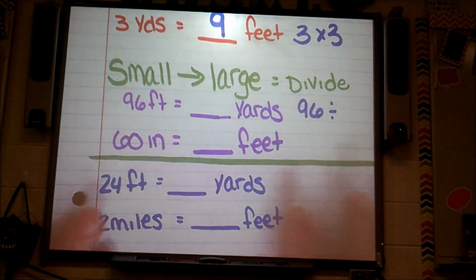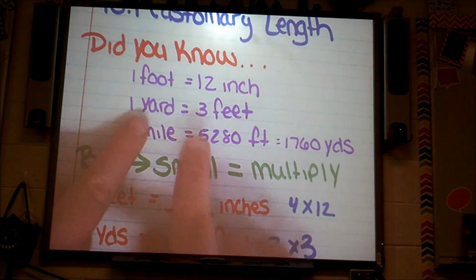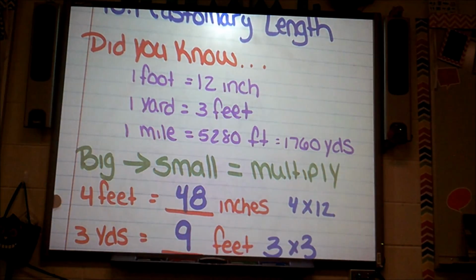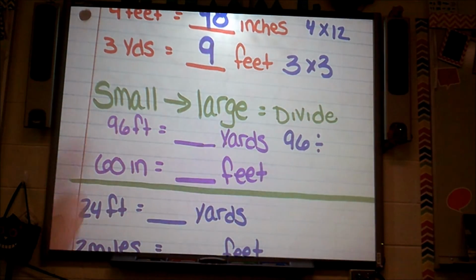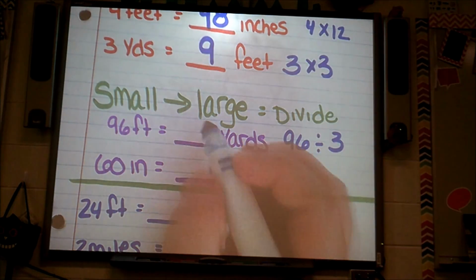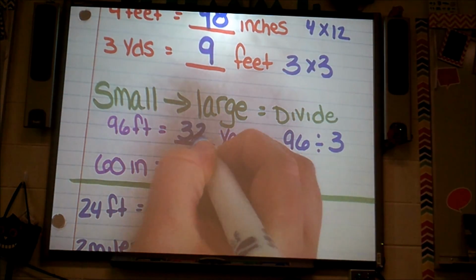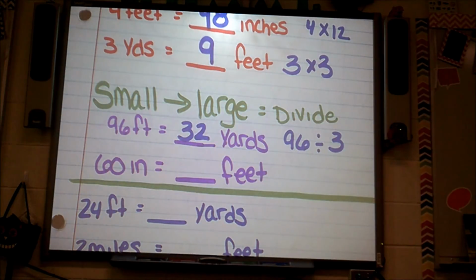So I go back up to my conversions, and I see, oh, 1 yard is equal to 3 feet. So there must be 3 feet in that yard. So that's what I'm going to divide by. I take my 96 feet, and I divide it by 3. When I do those calculations, I find that 96 feet are equivalent to 32 yards.